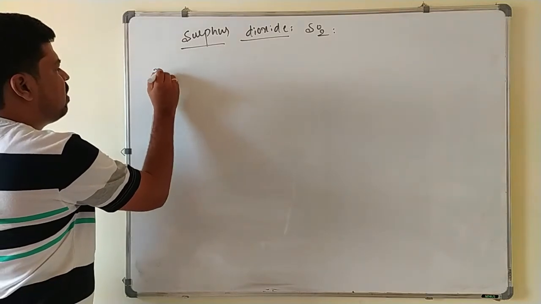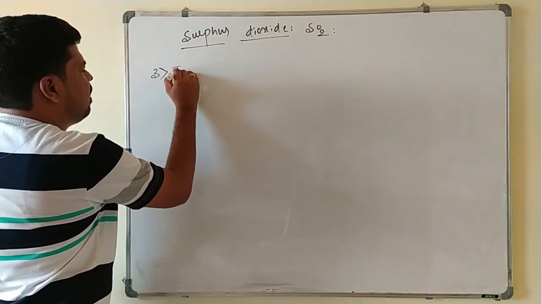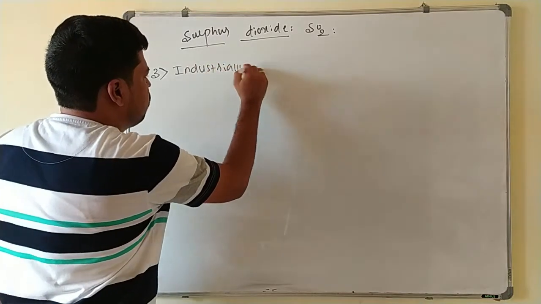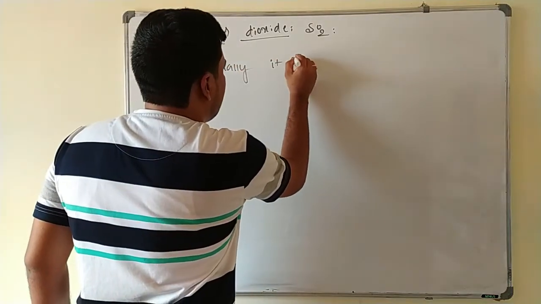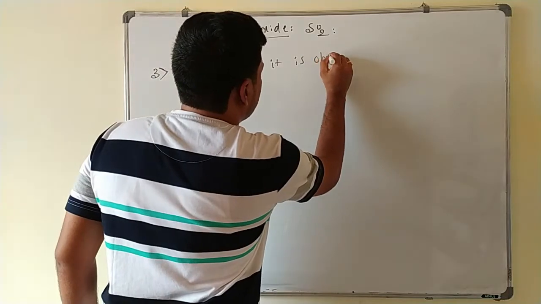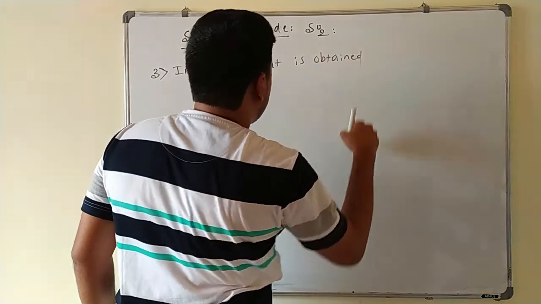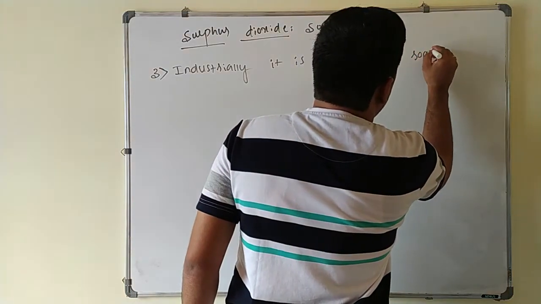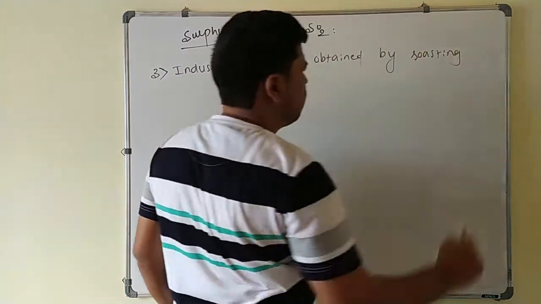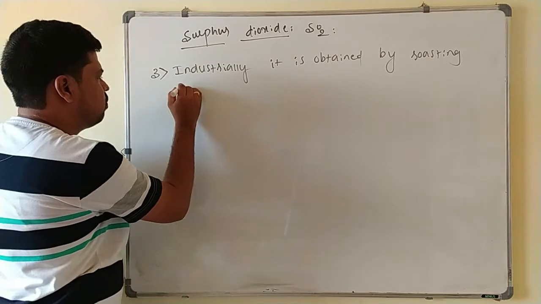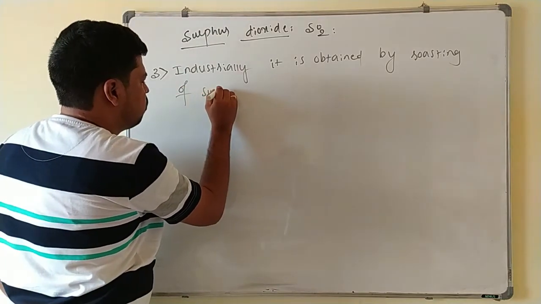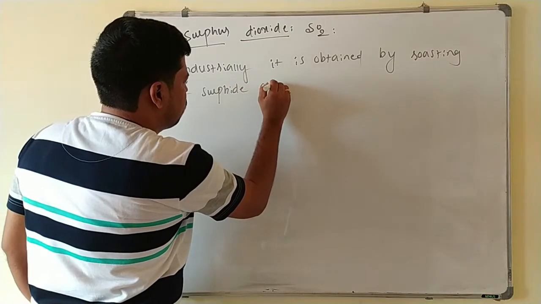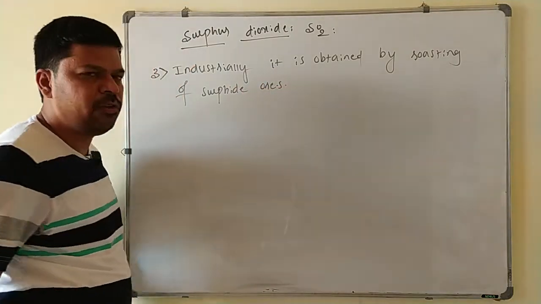Next method, I will write, industrially. Industrially it is obtained by roasting of sulfide ores, by the roasting of sulfide ores here.